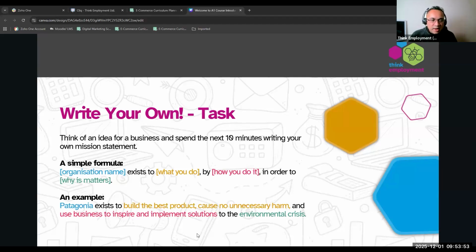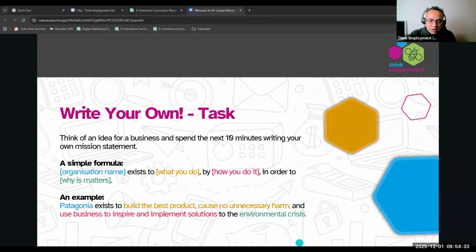And an example is basically this one here. Let me just bring that up here. So Patagonia exists. So you've got the name of the brand, exists to build the best product, cause no unnecessary harm, and use business to inspire and implement solutions to environmental crisis. Okay, so that's a mission statement. So you've got 10 minutes, okay? Just think about, make it applicable to you, okay? Don't just put a mission statement out there that doesn't make any sense or apply to you in your life, or what your journey is.